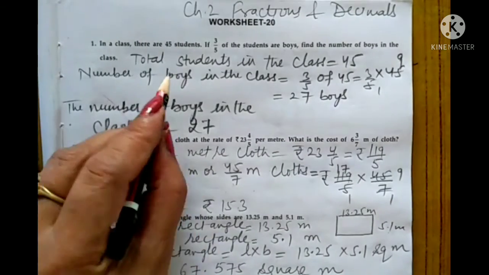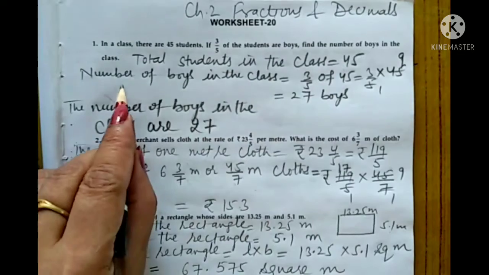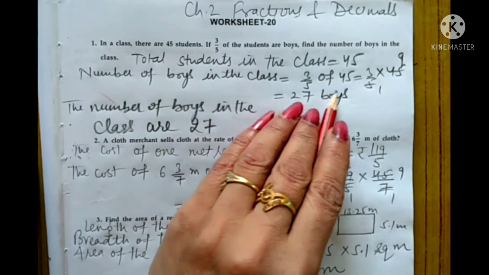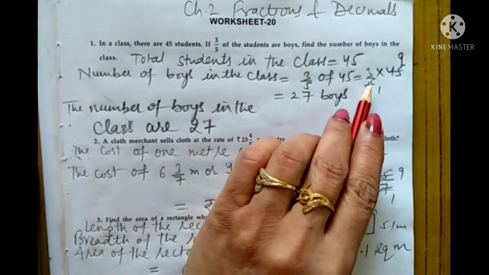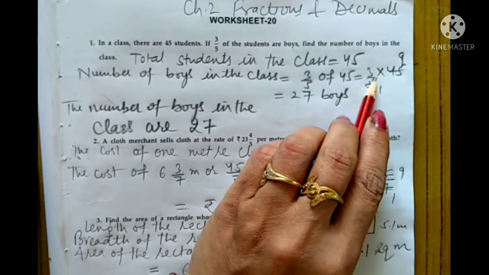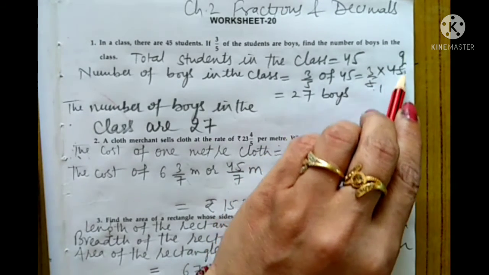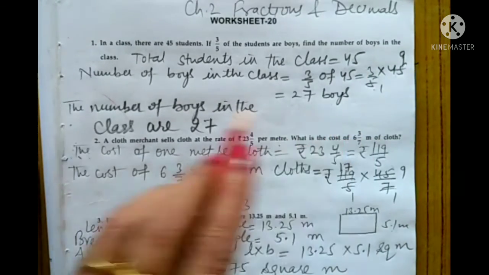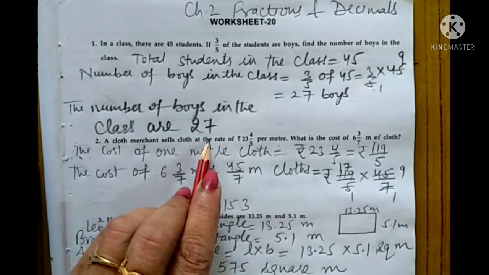So here the total number of students in the class is how many? 45. So the number of boys in the class is how many? 3/5 of 45. Of means multiply. So 3/5 multiplied by 45. Simplify. 5 ones are 5, 5 nines are 45, and multiply 3 by 9. 3 nines are 27 boys. So the number of boys in the class is 27.